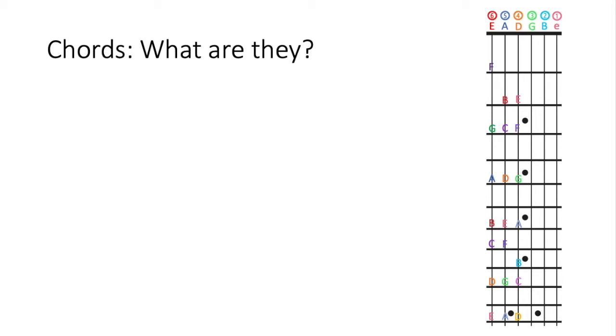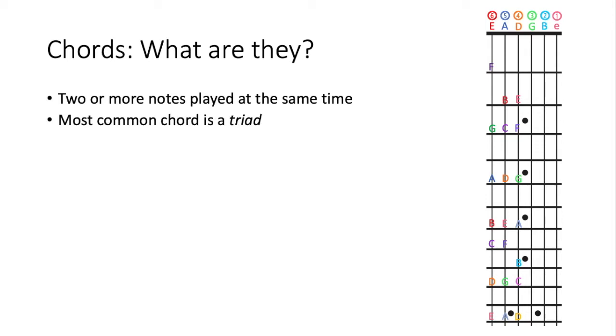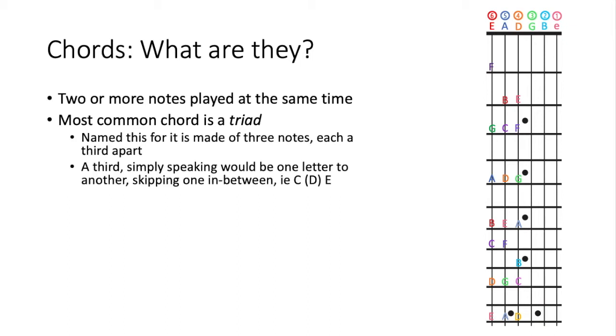What is a chord? Well, a chord is two or more notes played at the same time. The most common chord is what's called a triad. A triad is named because it's made of three notes, each a third apart. A third, simply speaking, would be one letter to another, skipping the letter in between, such as C to E. C is the first letter, D is the second, E is the third. From 1 to 3 is a third. If you have a C, for example, you could then add E and G to make a C triad.